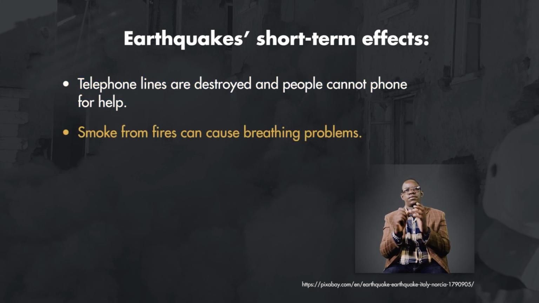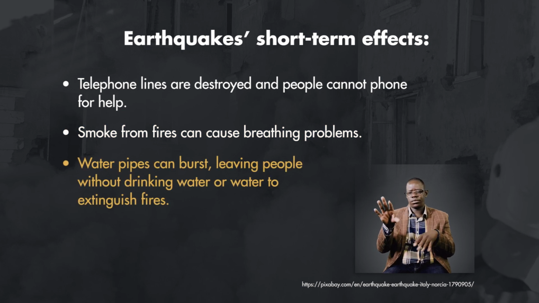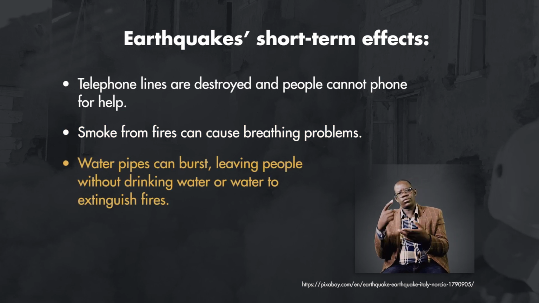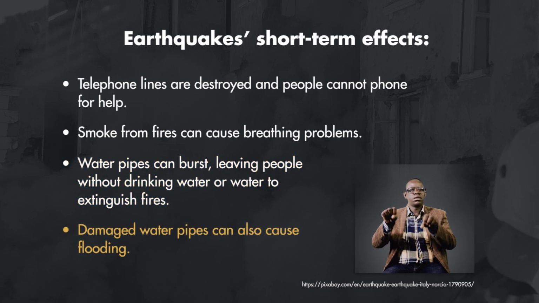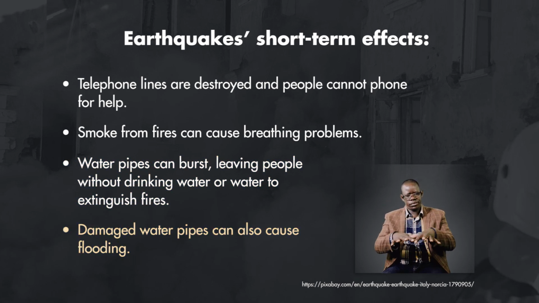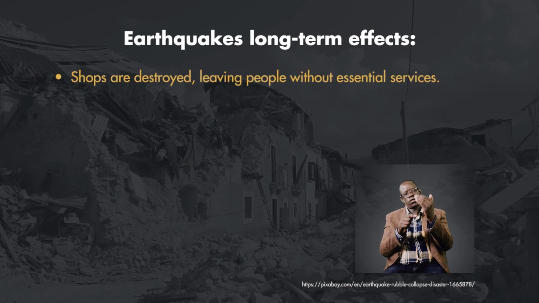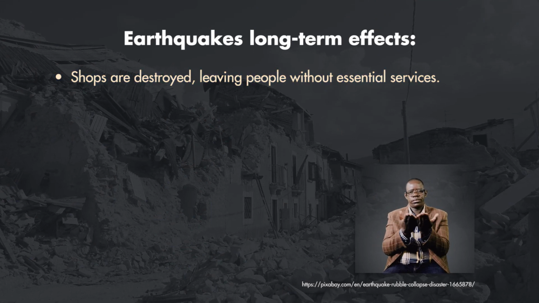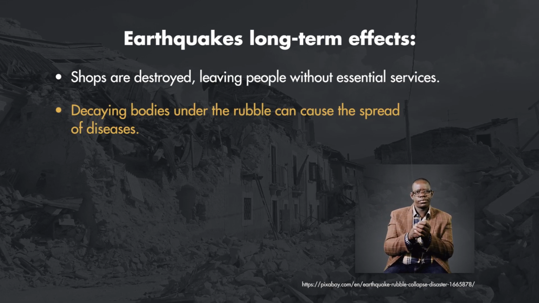Smoke from fires can cause breathing problems. Water pipes can burst, leaving people without drinking water or water to extinguish fires. Damaged water pipes can also cause flooding. Long-term effects are things like shops are destroyed, leaving people without essential services. Decaying bodies under the rubble can cause the spread of diseases.